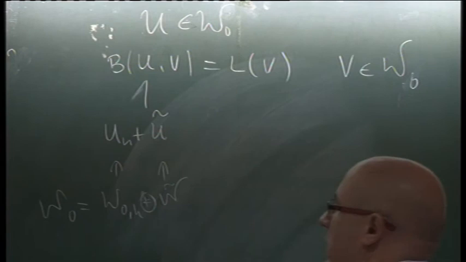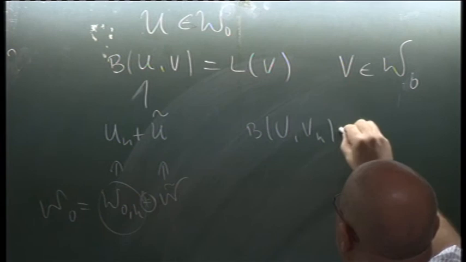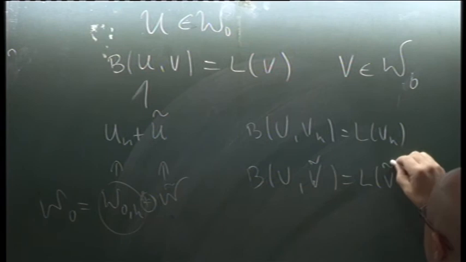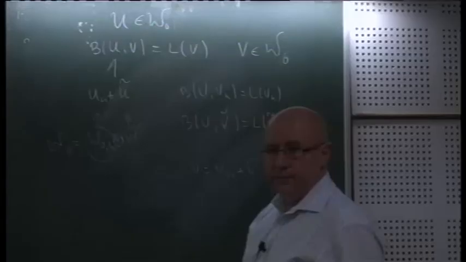Okay? Now we take the test function first in this space, so that leads to B of U VH equal to L of VH, and then we take the test function in this space, which leads to B of U V tilde equals L of V tilde. And then we split U into UH plus U tilde. Okay? Good.